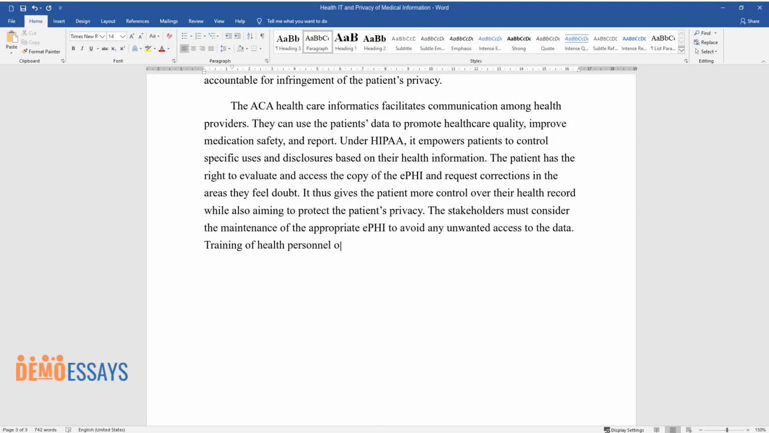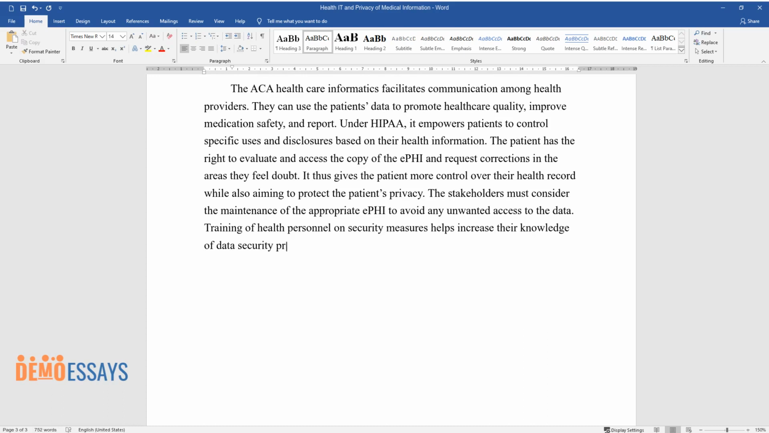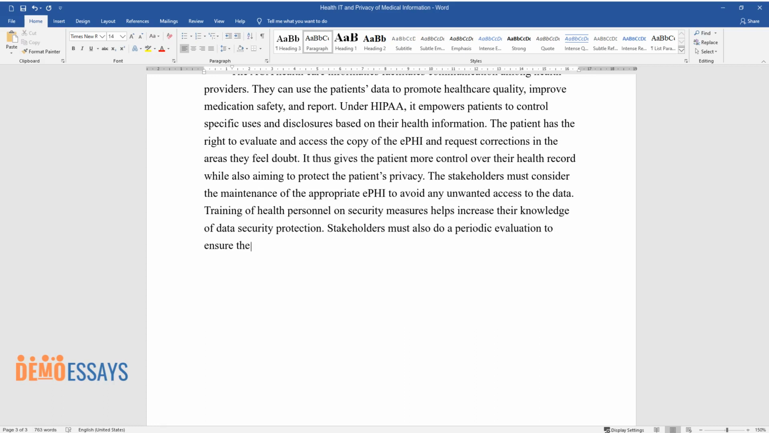Training of health personnel on security measures helps increase their knowledge of data security protection. Stakeholders must also do a periodic evaluation to ensure the EPHI protection meets the set standard under HIPAA.